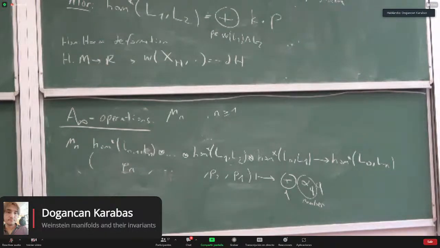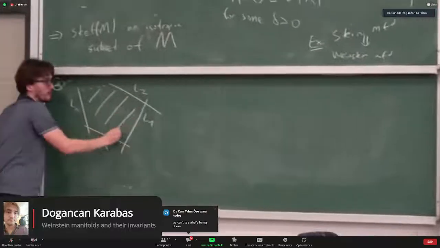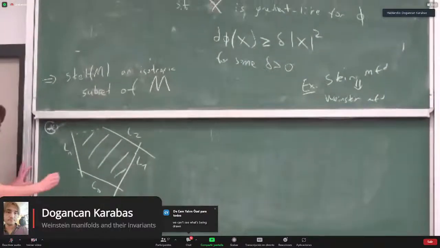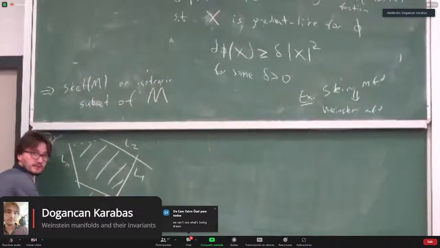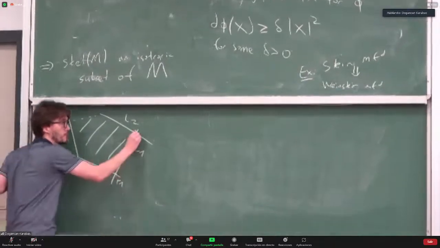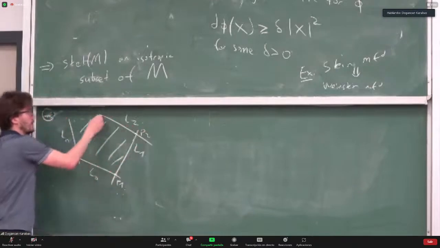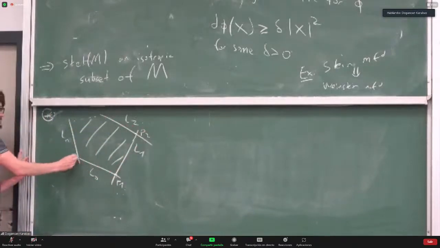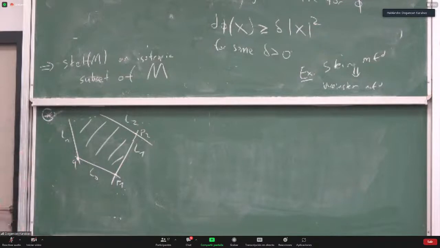So assume you have these n plus 1 many Lagrangians, okay? And assume they bound a disk. And let's say this intersection is a morphism, right? An intersection between Lagrangians is a morphism. So let's call this P1. This is P2 and P3, etc. This last intersection we call Q. So this is the output. This last intersection is the output.